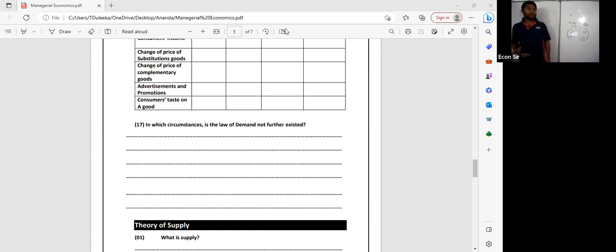Why? When the price of goods increases, definitely the quality will be increased. Then, apart from reducing the quantity demanded, they are supposed to increase the demand. Right?